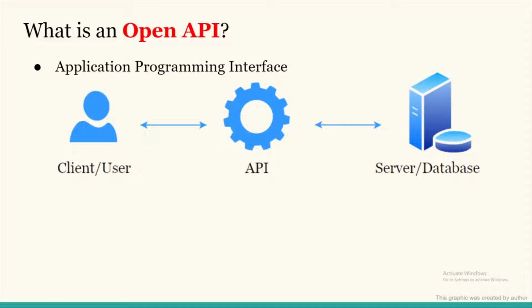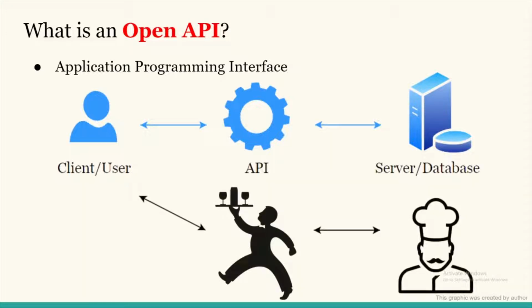A conceptual example of an API that I like to think about is a server at a restaurant. When you order your food from the menu, the server is responsible for relaying your order to the chef, acquiring your food, and bringing it back to the table. This is how an API works, except the chef is a server or database, and instead of food, you are requesting to read or write data.